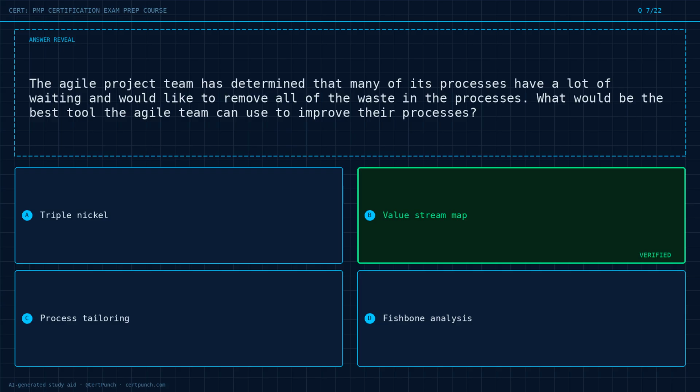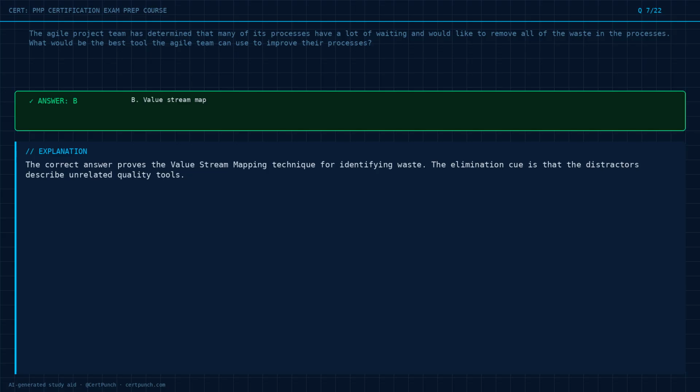The answer is option B. Exam logic. The correct answer proves the value stream mapping technique for identifying waste. The elimination cue is that the distractors describe unrelated quality tools.